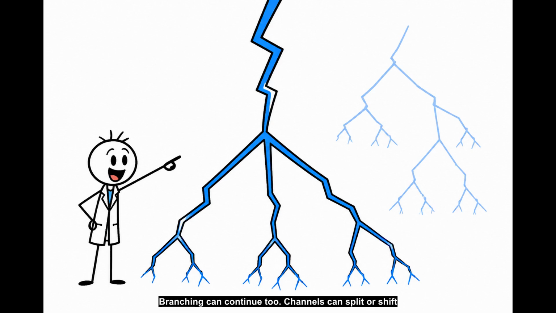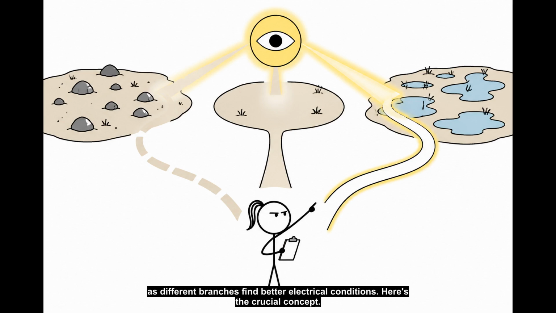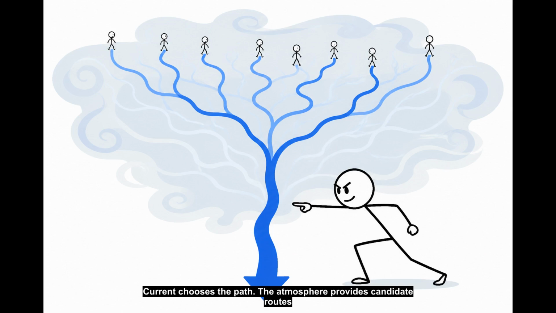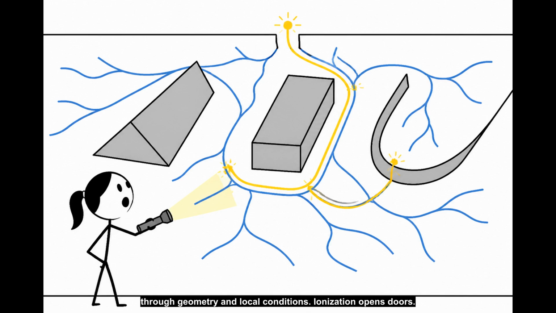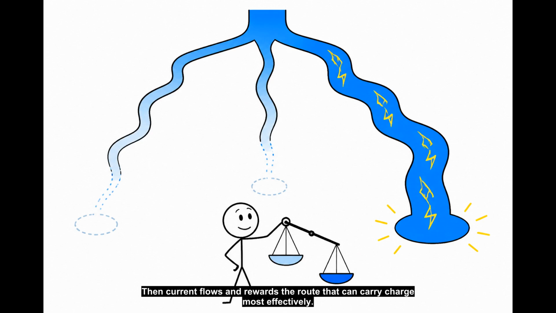Branching can continue too. Channels can split or shift as different branches find better electrical conditions. Here's the crucial concept. Current chooses the path. The atmosphere provides candidate routes through geometry and local conditions. Ionization opens doors. Then current flows and rewards the route that can carry charge most effectively.